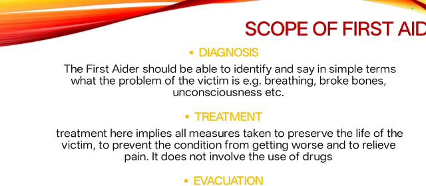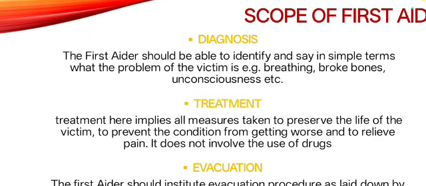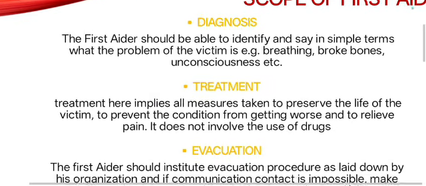Now the scope of first aid: there are scopes that surround it. Number one is diagnosis. What are you diagnosing? As a first aider, you should be able to identify and say in simple terms what the problem of the victim is. Examples are breathing problems, broken bones, unconsciousness. You should be able to identify it once you get to the scene.